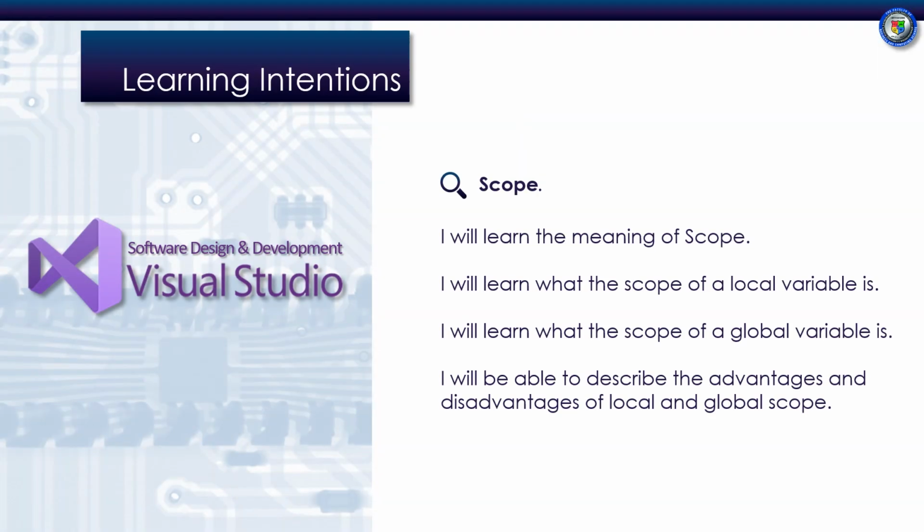As always, we have some learning intentions. I will learn the meaning of scope. I will learn what the scope of a local variable is. I will learn what the scope of a global variable is. I will be able to describe the advantages and disadvantages of local and global scope.